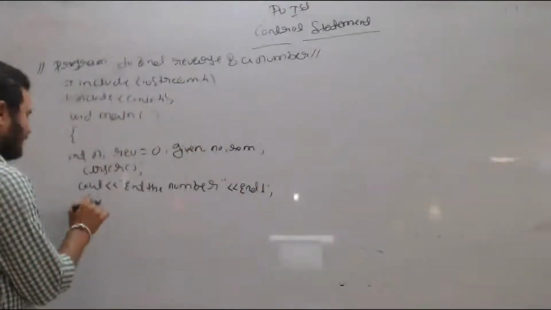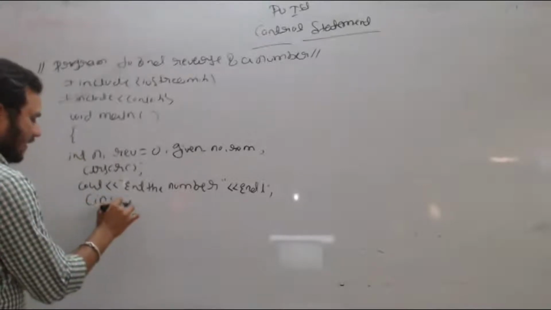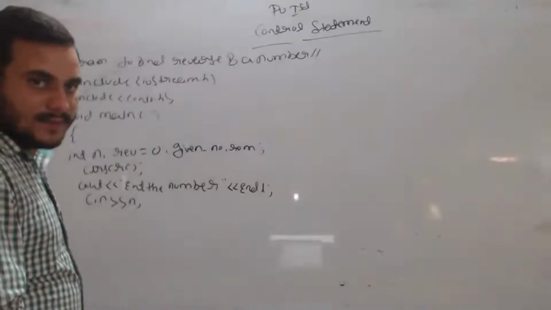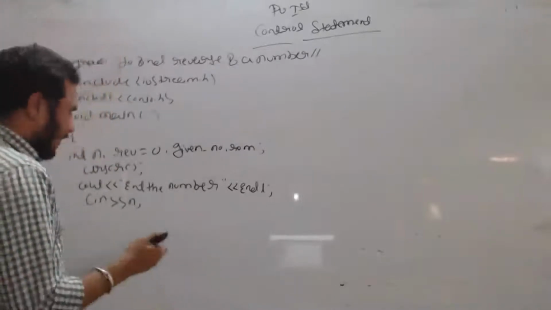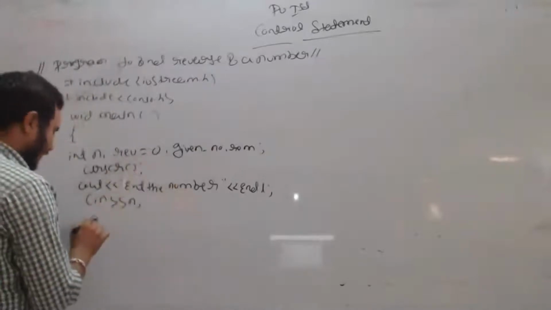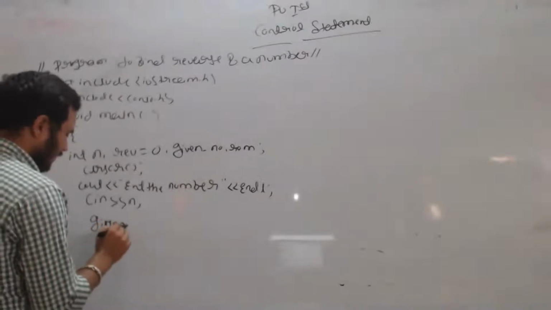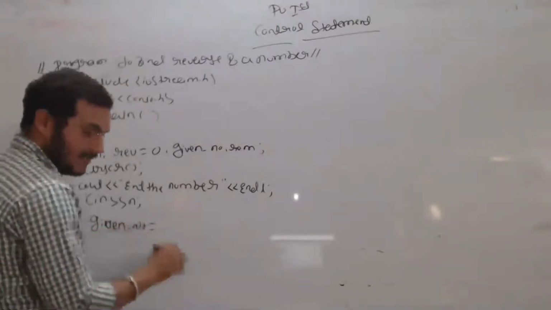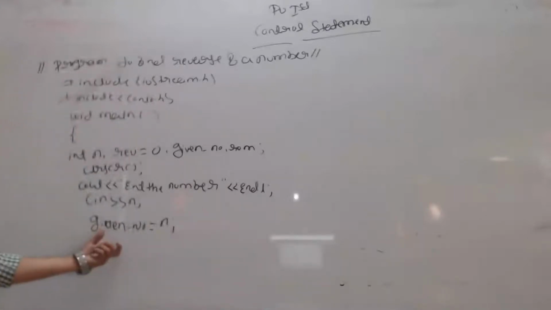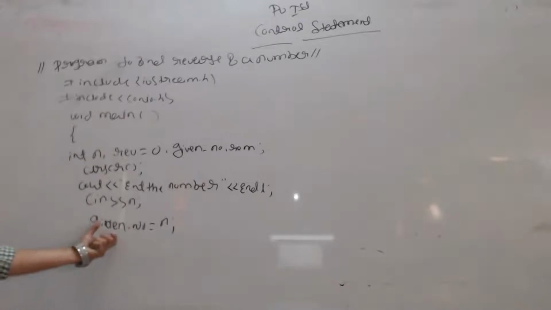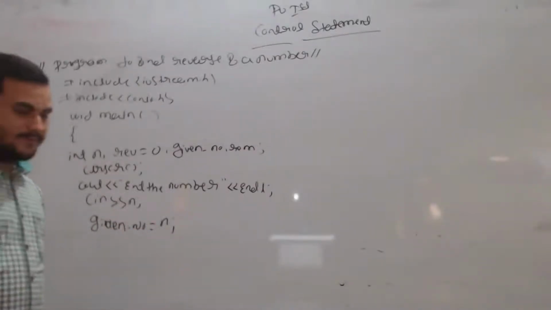And then cin >> n, reading the number, right? The number will be read. Then given number is equal to number, which is equal to n. How much value you are given, that should be in number type.